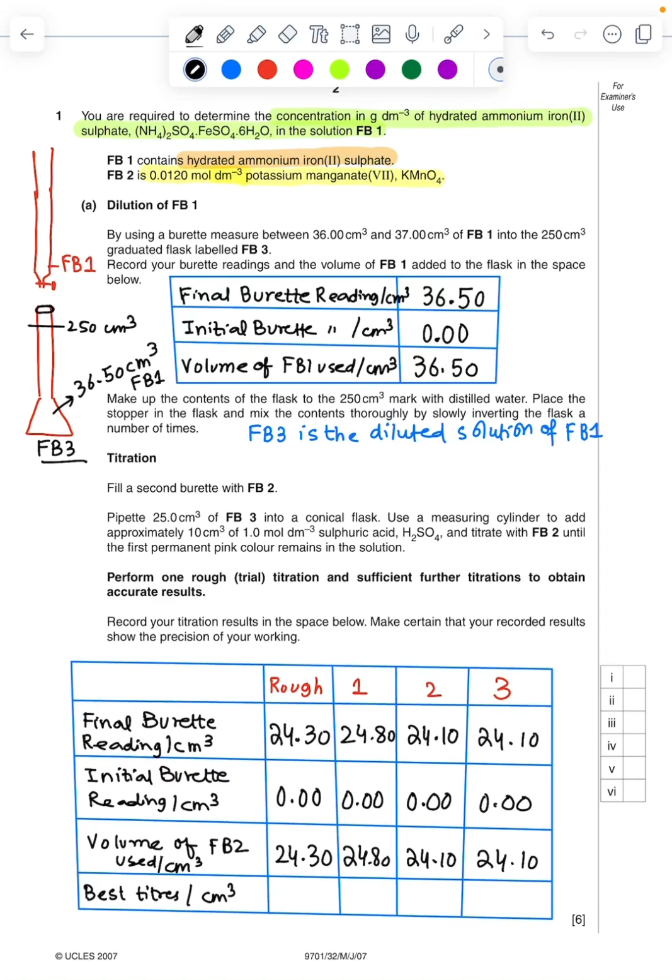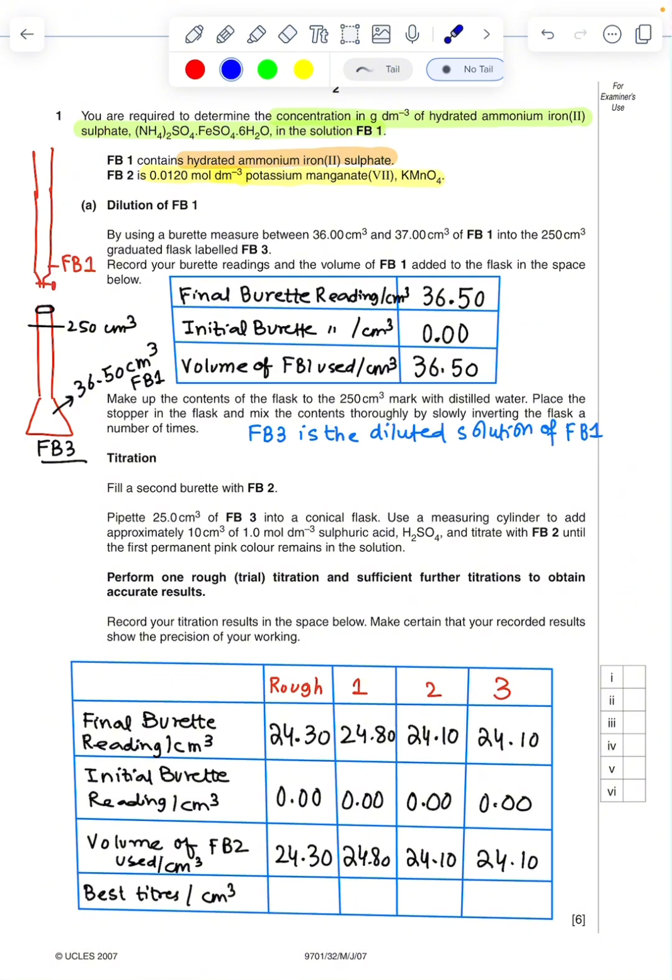So it's a question related to redox titration of paper 3 9701 chemistry, and you can clearly see that in this question we are provided with FB1 and FB2, and we have to find out the concentration of hydrated ammonium iron(II) sulfate which is present in the solution FB1. And secondly, we are provided with FB2, which is KMnO4, whose concentration is provided to us. So the very first step begins with the dilution of FB1. So we are going to dilute the solution.